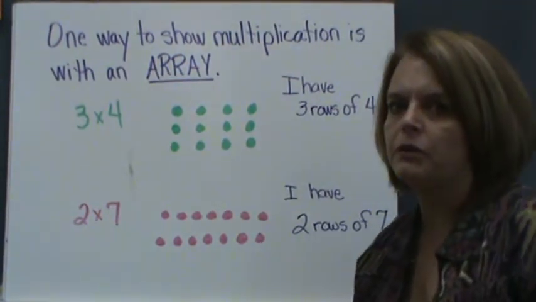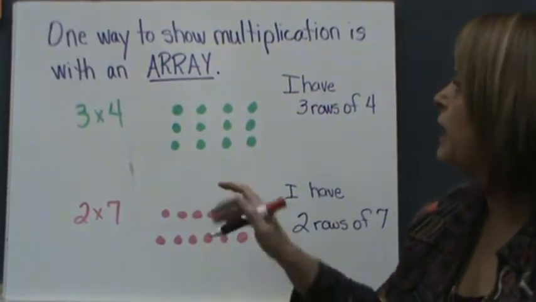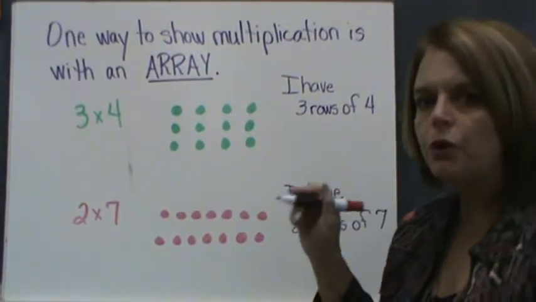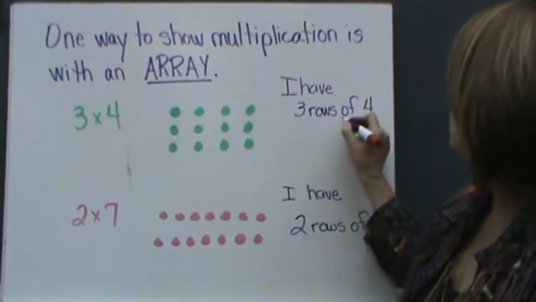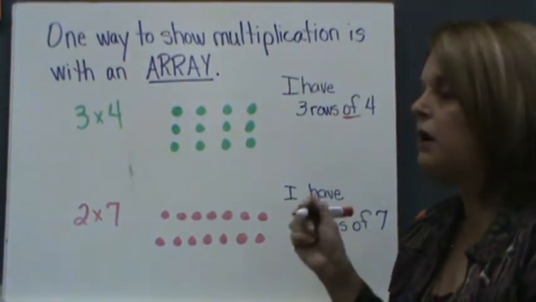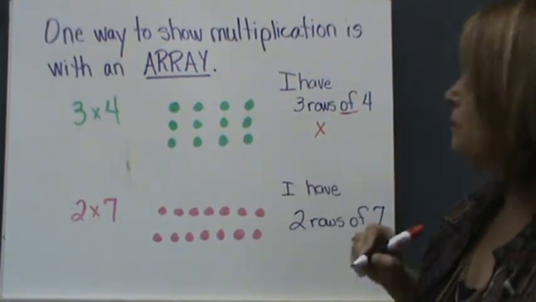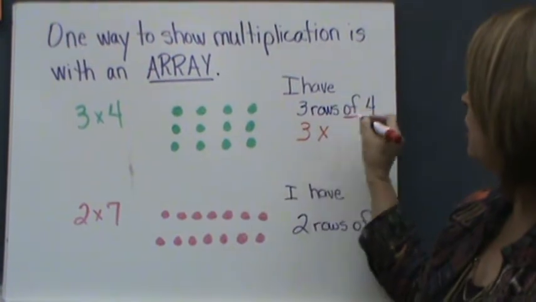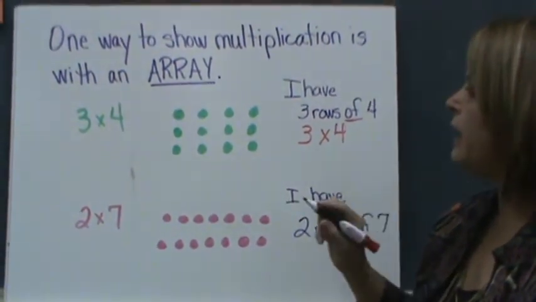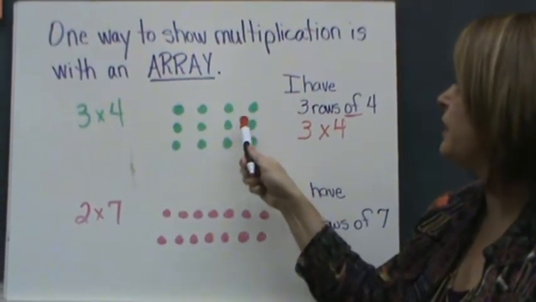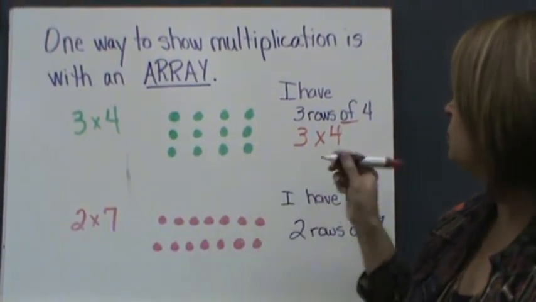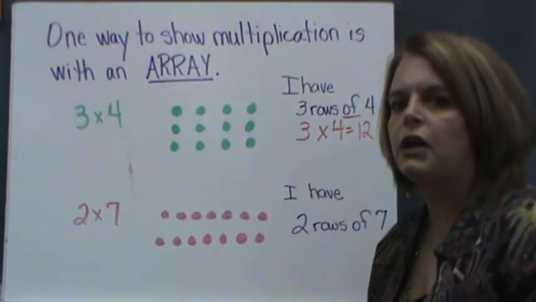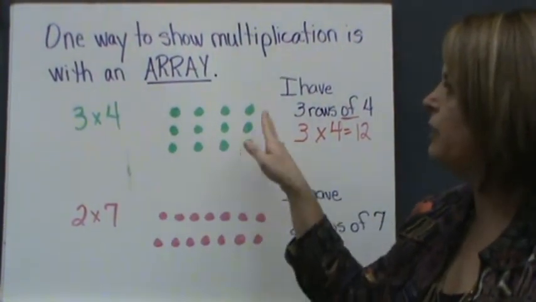Now here's the trick with arrays. When I have 3 rows of 4, the word of tells me which operation I'm going to use. Of means that I'm going to multiply, and I have 3 of 4, and I can count them 1, 2, 3, 4, 5, 6, 7, 8, 9, 10, 11, 12. My product is 12.